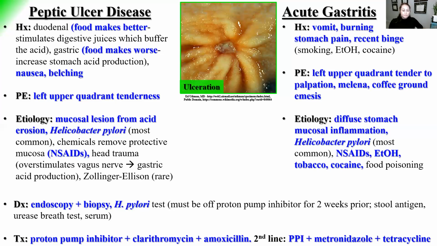Treatment for these: proton pump inhibitor, something like omeprazole, clarithromycin, and amoxicillin. You do this for a prolonged course. If they have a severe allergy to that, you can do proton pump inhibitor, metronidazole, and tetracycline. So remember, diagnosis and treatment are the same for both of these, but they'll have a little bit different of a presentation.